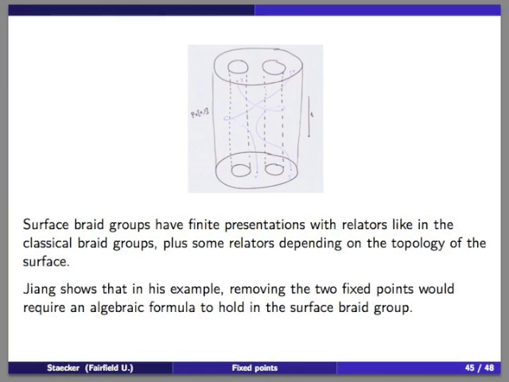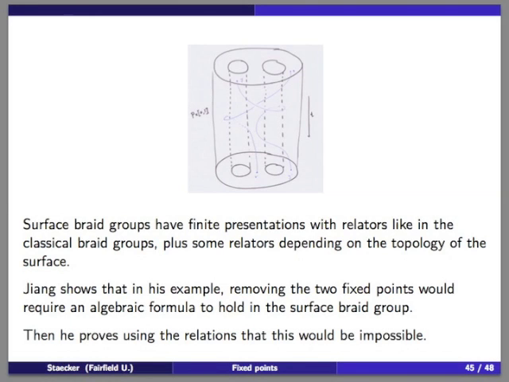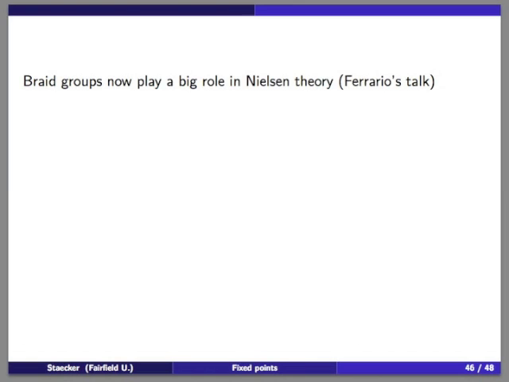Anyway, in Jiang's example, he shows that if you were to remove the 2 fixed points at the same time, this would force some sort of algebraic formula in the surface braid group to hold. And then he proves, using the algebra in the braid group, that such a formula is actually impossible using the braid relations. All right, that's the basic idea. And I hope I didn't say anything wrong. It's very vague, I know. And braid groups are playing a big role now in Nielsen theory. So I think the next talk will say something about braids. It's in the title at least.